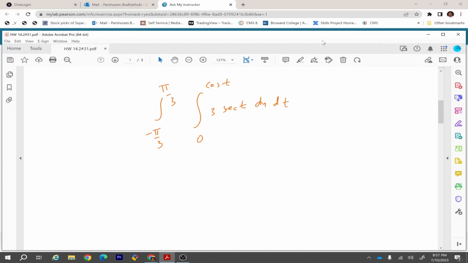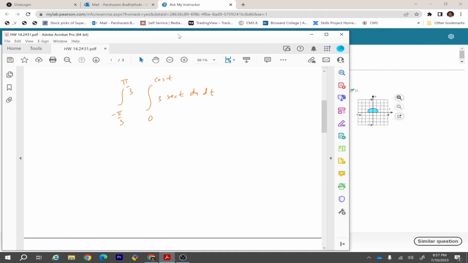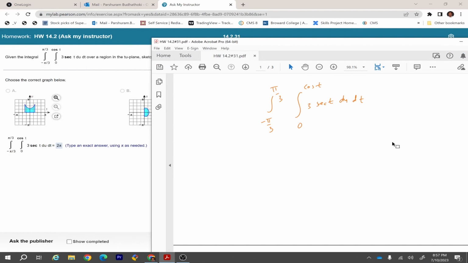First of all, remember the range for t is on the x-axis. So this is the x-axis here. It's going from negative pi over 3 to positive pi over 3, and this is for t, and for u it's going from 0 to cosine t. So the 0 is this line, and cosine t is the graph of the cosine function from negative pi over 3 to positive pi over 3.